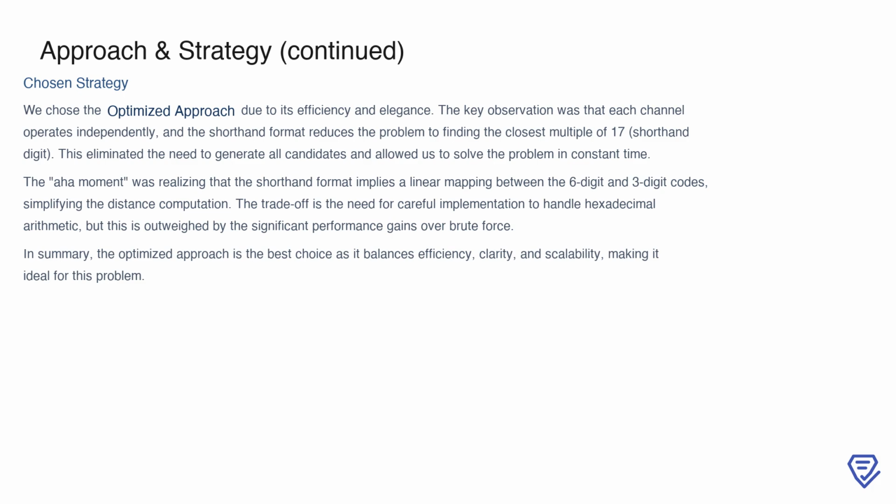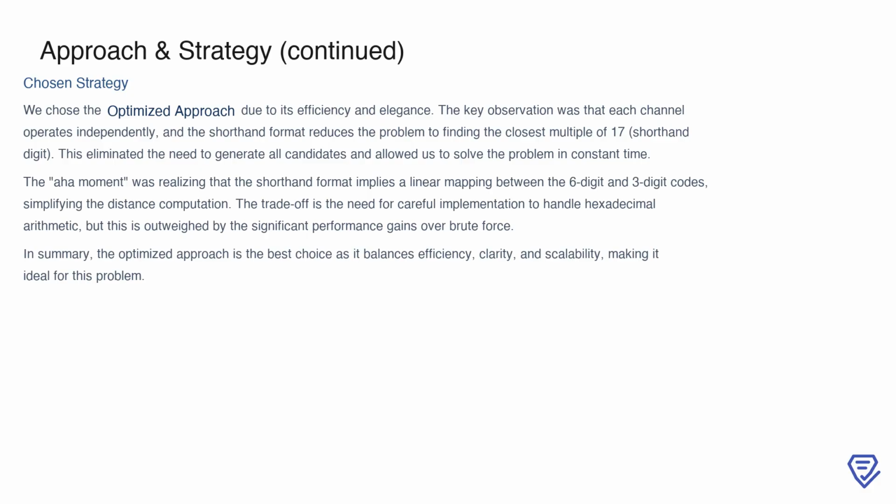The breakthrough came from recognizing that the shorthand format inherently provides a linear mapping between 6-digit and 3-digit codes, which simplifies the distance computation significantly. While the implementation requires careful handling of hexadecimal arithmetic, this complexity is a small trade-off when compared to the substantial performance improvements over the brute force method. In summary, the optimized approach strikes the perfect balance between clarity, efficiency, and scalability, making it the ideal solution for this problem.